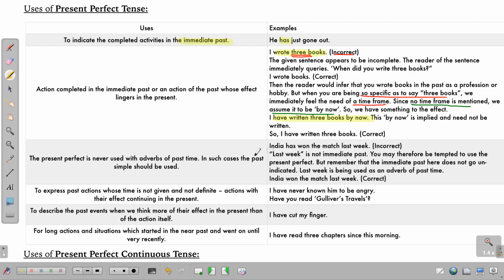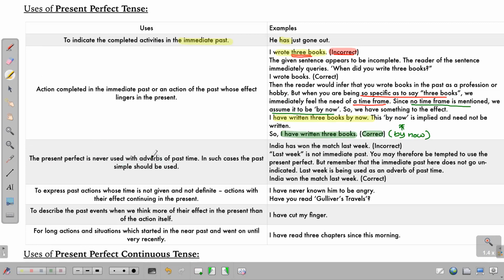And this by now is implied, and therefore this sentence becomes incorrect while this sentence becomes correct, that I have written 3 books. It's automatically understood by now. So the point of reference is always the now. So it's an interesting question, because there is something where questions can be framed. However, all other things are simple.